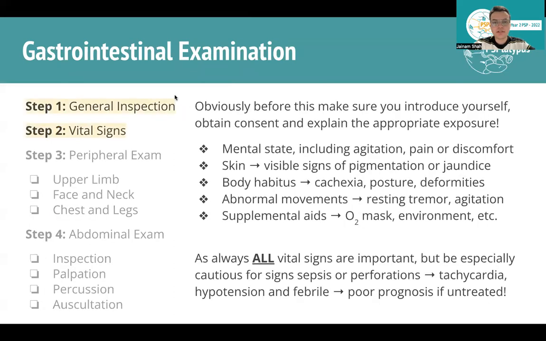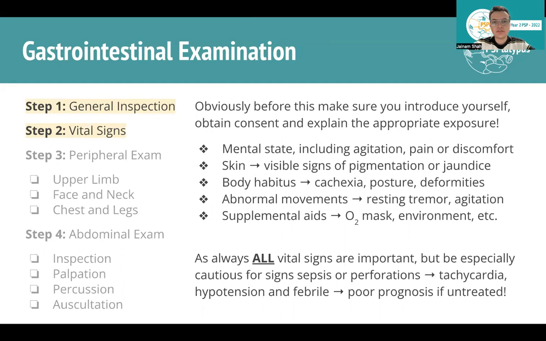Now, as always, you want to make sure that when you walk into the room, you introduce yourself to the patient, whether it's an OSCE or an actual clinical environment. You have to obtain consent, explain what the procedure is, what you're going to do, and then start by talking to them about the exposure that's going to be required. With the abdominal examination, for the most part, you don't need that much exposure until you get to the abdomen, where you will require the patient to either lift up their shirt or take the shirt off entirely so that you can also have a look at the chest.